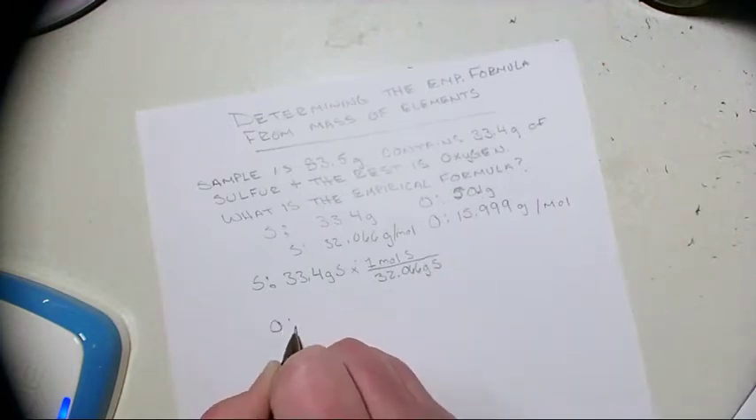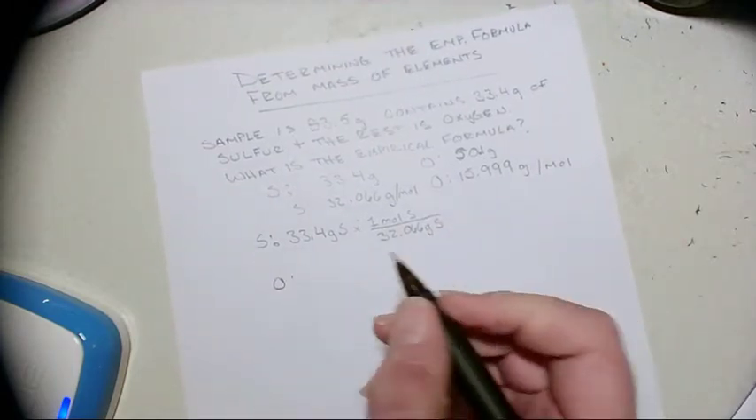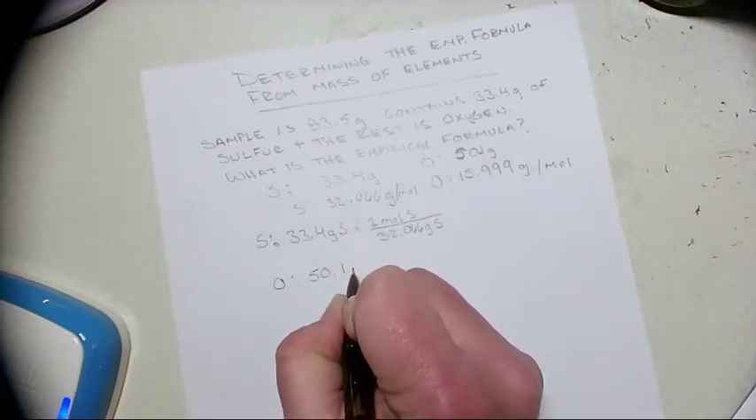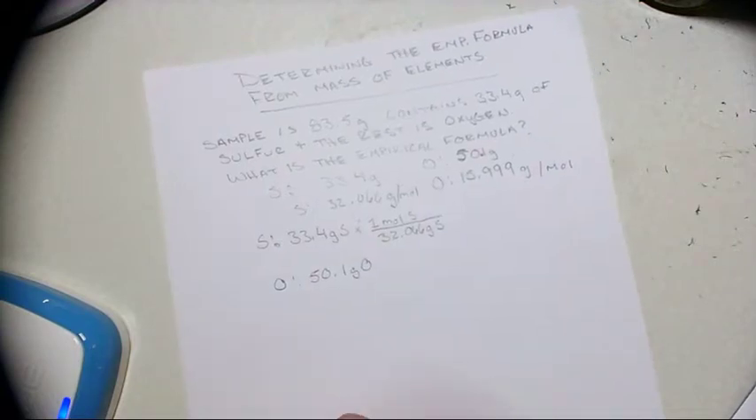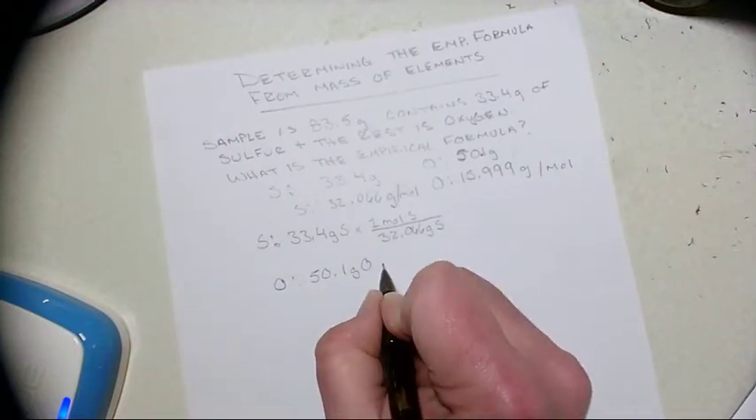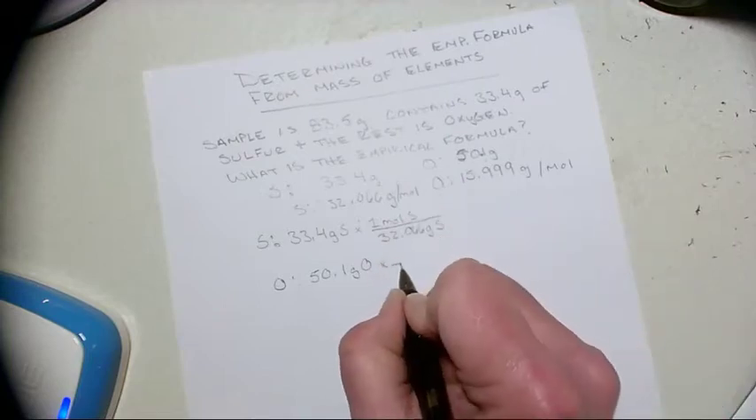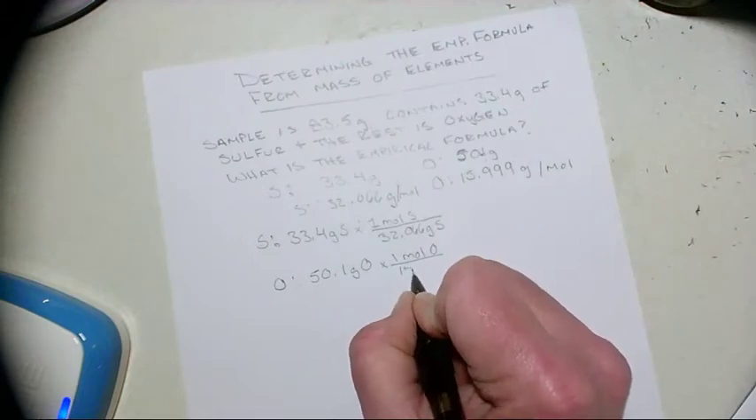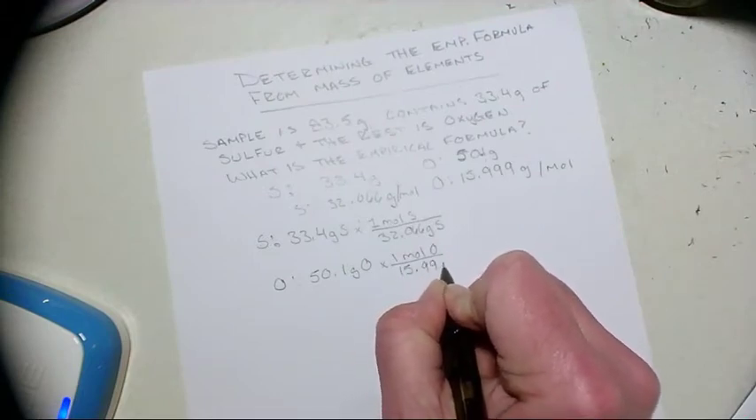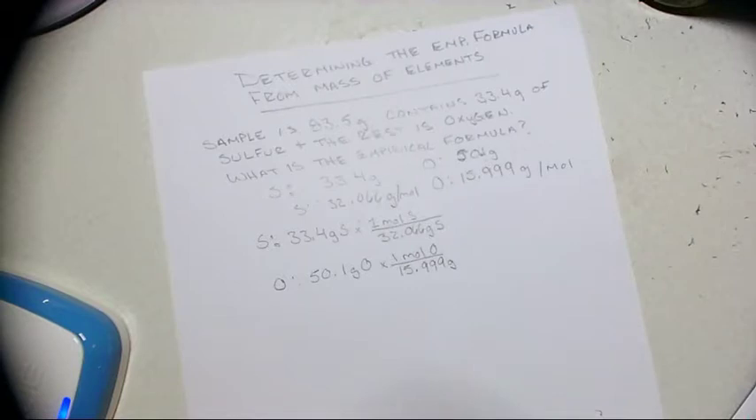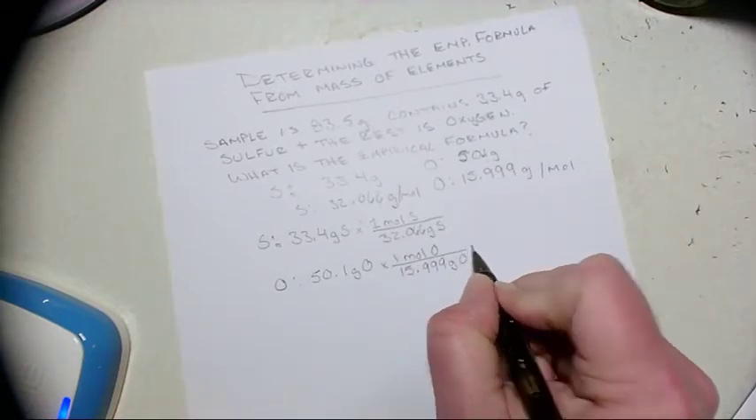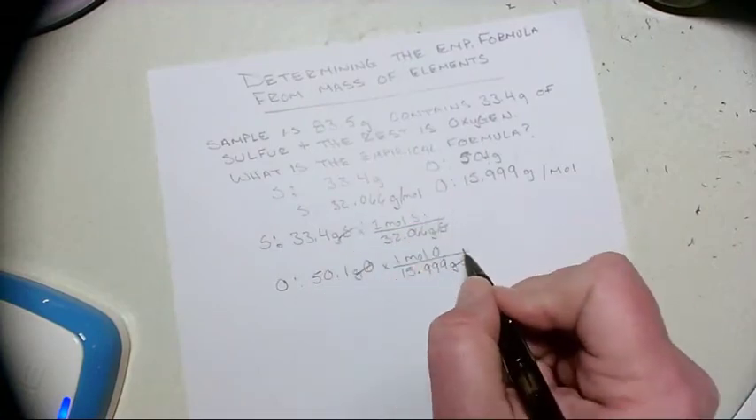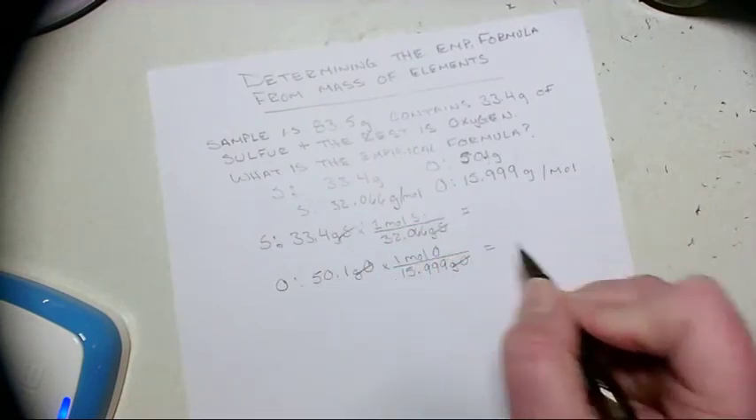And oxygen, let's do the same thing. Make sure you can see. I have 50.1 grams of oxygen, not O2, just oxygen, times 1 mole of oxygen has 15.999 grams of oxygen. So grams oxygen cancel, grams sulfur cancel. I have moles sulfur and moles oxygen. So let's button push and see what that comes to.